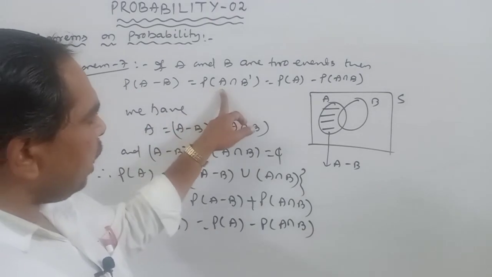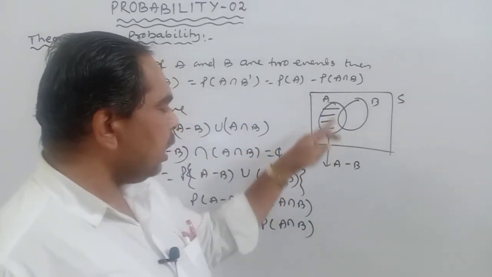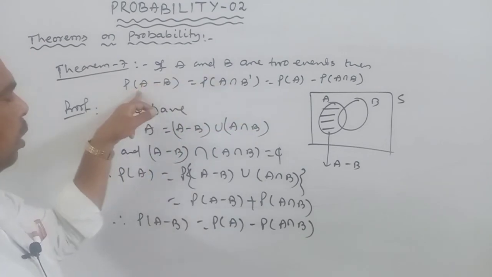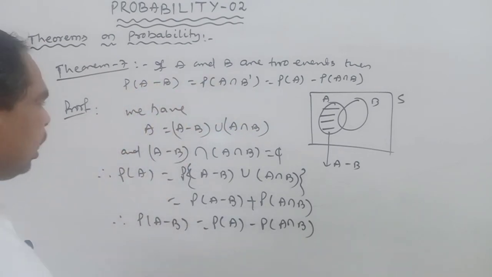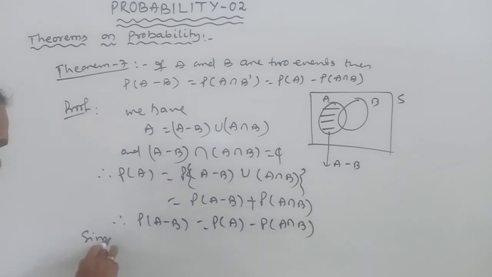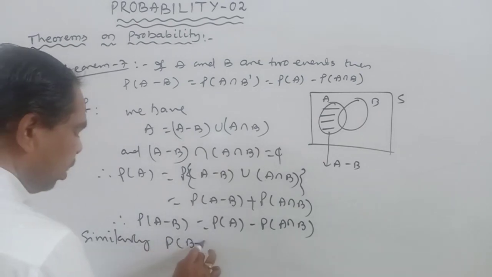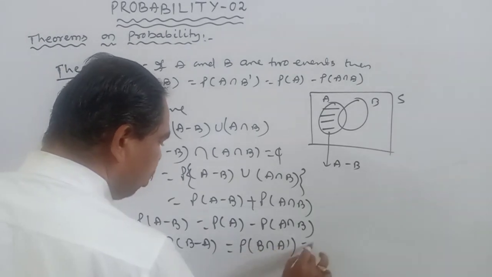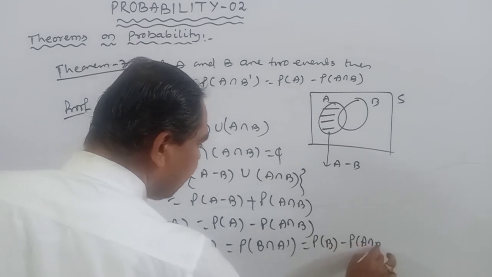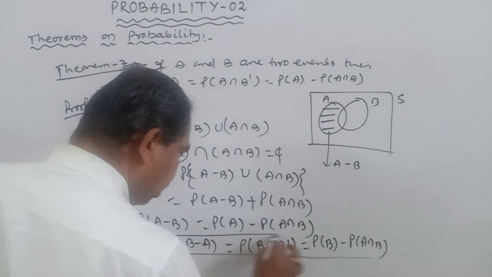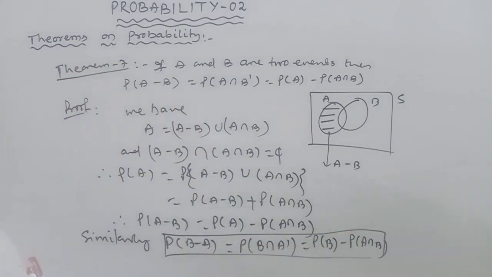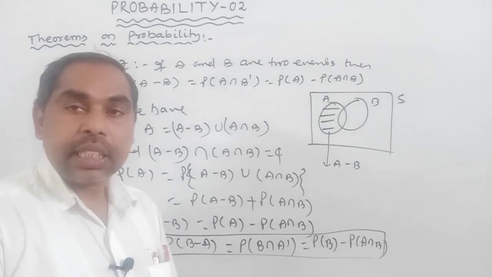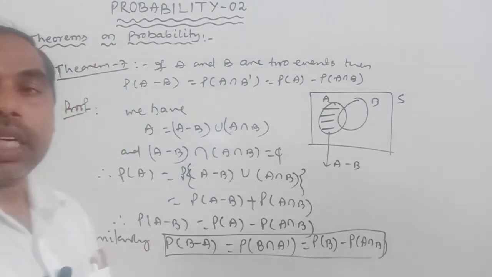Also, A intersection B dash means what? A intersection B dash means leaving B, only A. So if we find P of A intersection B dash, we can find P of A minus B. Similarly, P of B minus A is equal to what? P of B intersection A dash is equal to P of B minus P of A intersection B. Remember this formula. You can understand that P of A minus B is equal to P of A intersection B dash, which is equal to P of A minus P of A intersection B.